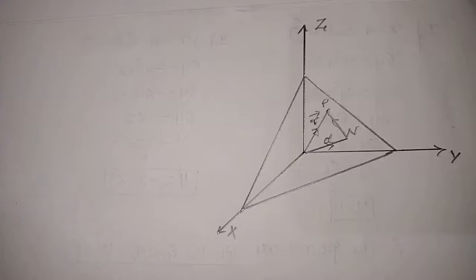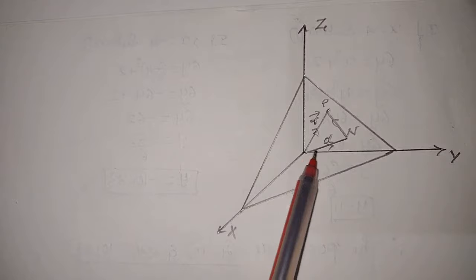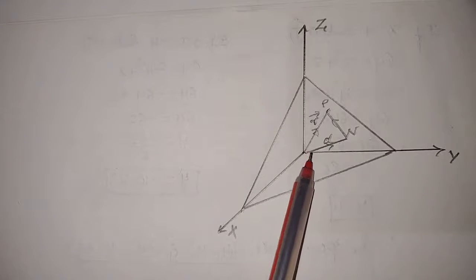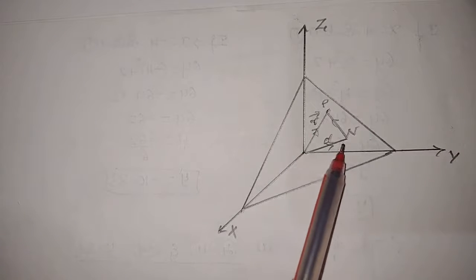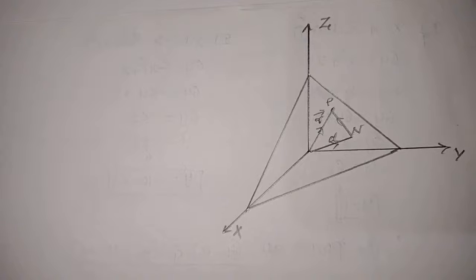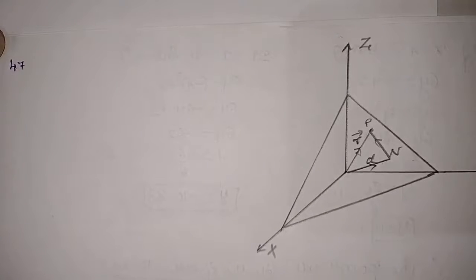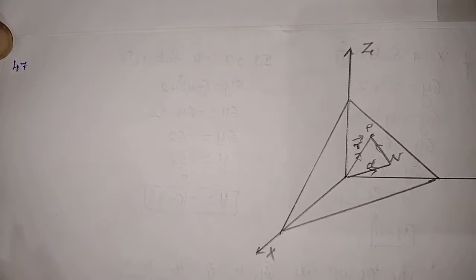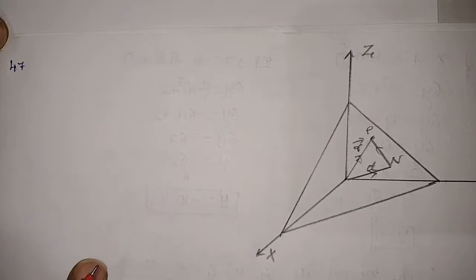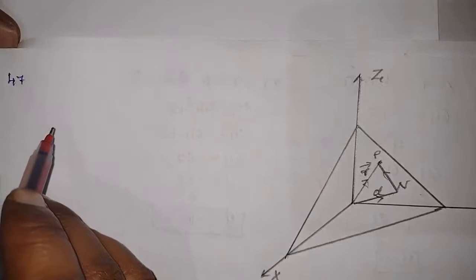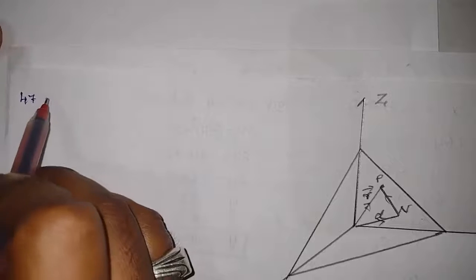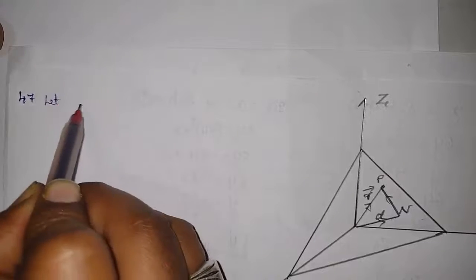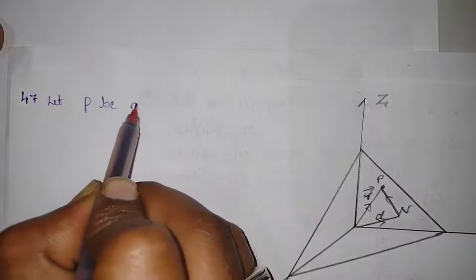Okay dear students, this is the diagram of the normal form. Here d is the distance between the plane and the origin, r is the position vector with respect to the origin, and n cap is the unit vector along the direction of the normal vector. Clear? So before we derive the proof, first we have to write the consideration. Here the consideration is: let P be any point on the plane.